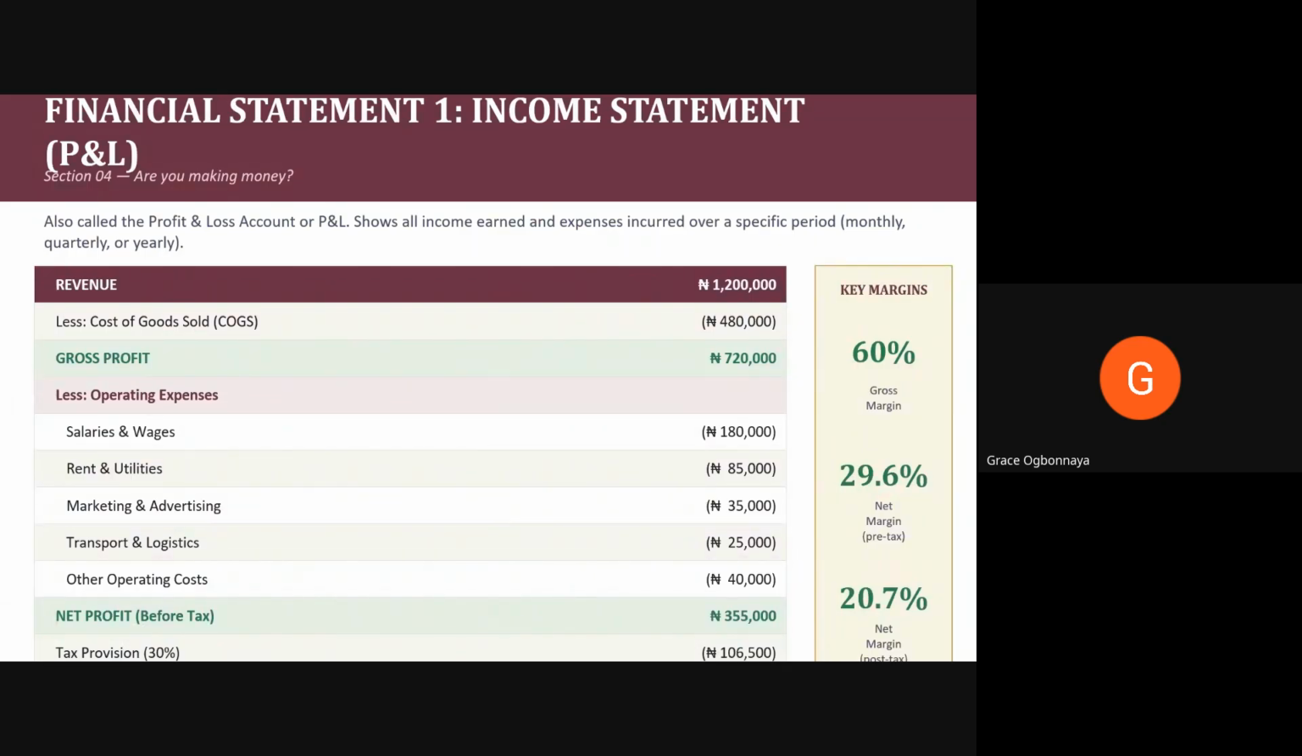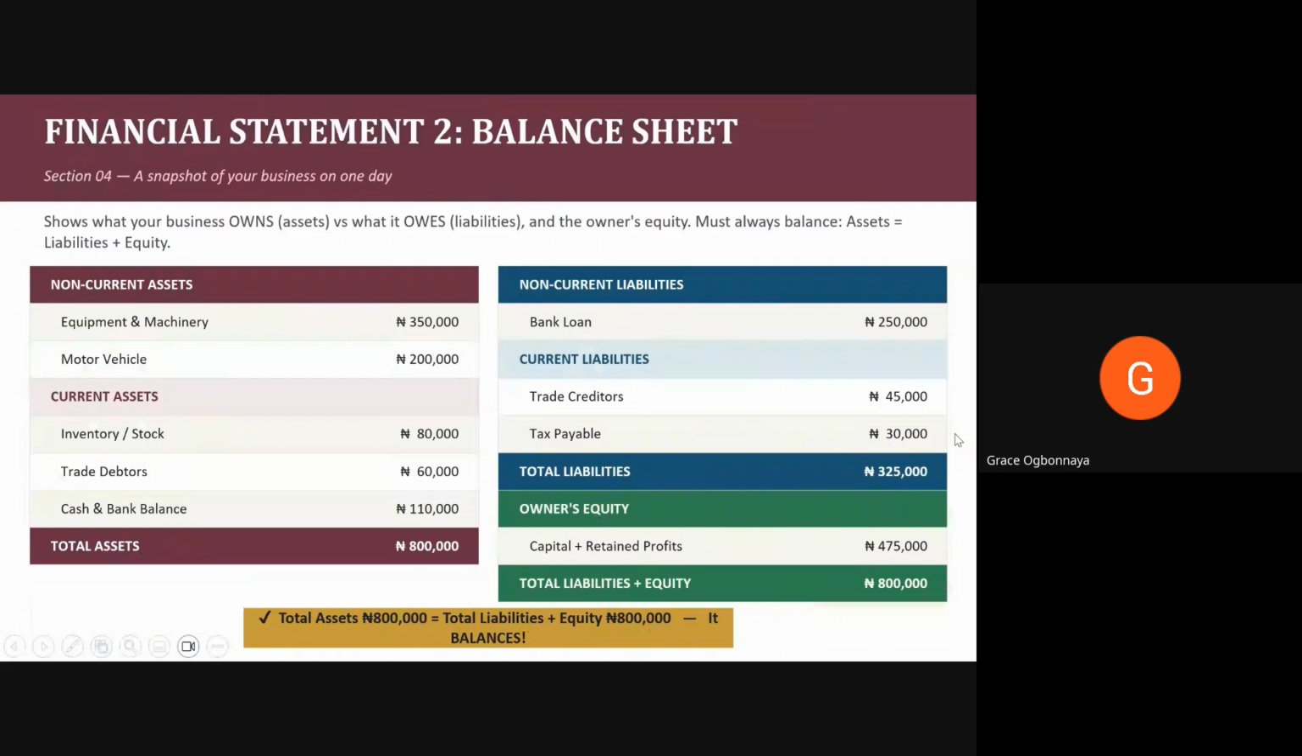It has the revenue. You remove the costs that you incurred to make that revenue. Then that will give you the gross profit. Then when you remove your expenses, you now have your net profit. When you remove your tax, if the revenue is up to the threshold that a tax needs to be paid on, you now have profit after tax. If the revenue is not up to the tax threshold, then there's no need for any tax removal. So the other financial statement again is the balance sheet.